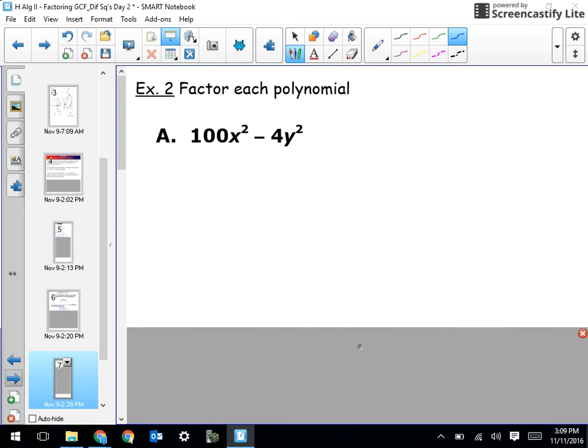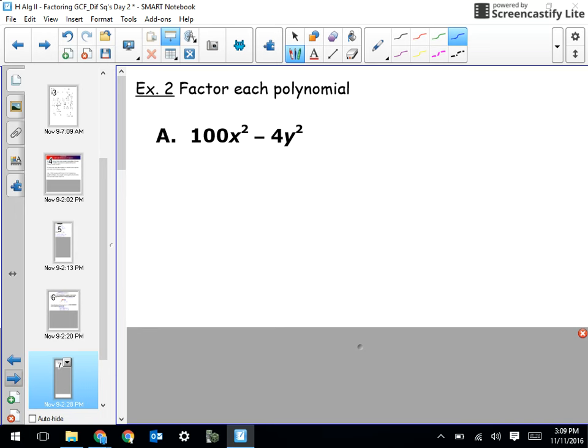Okay, so this is a difference of squares. How do I know? Well, I see 100x squared. 100 is 10 times 10. X squared is x times x. So 100x squared is a perfect square. Minus 4y squared. 4 is 2 times 2. y squared is y times y.